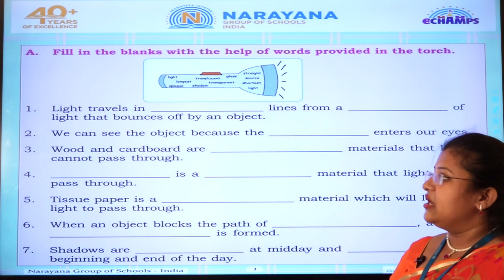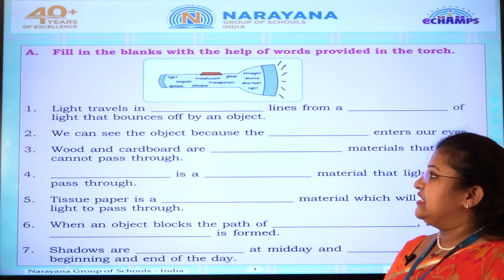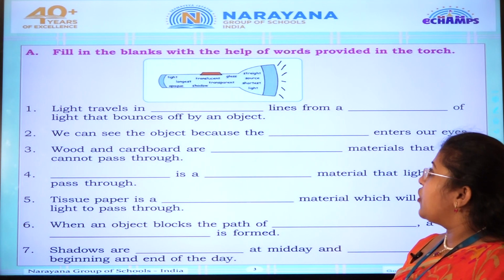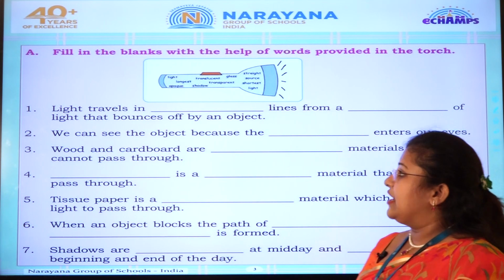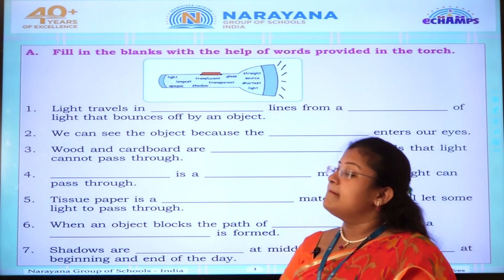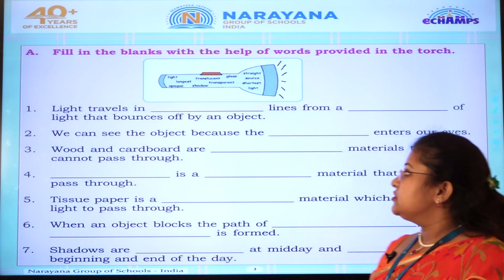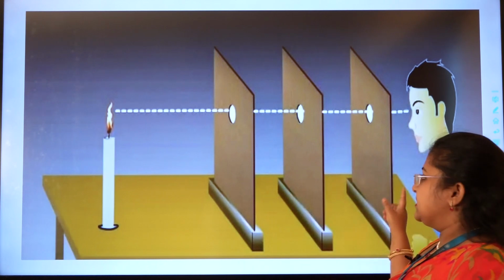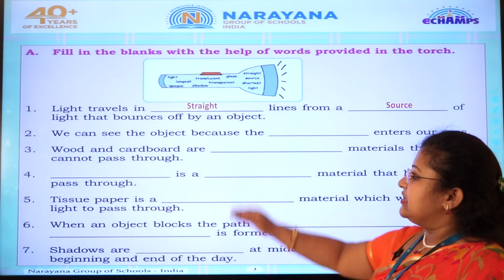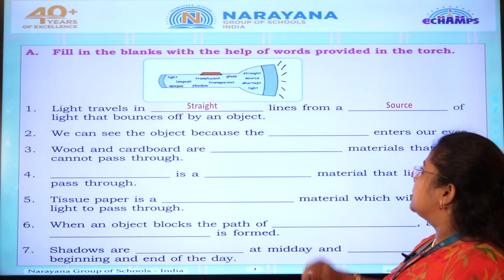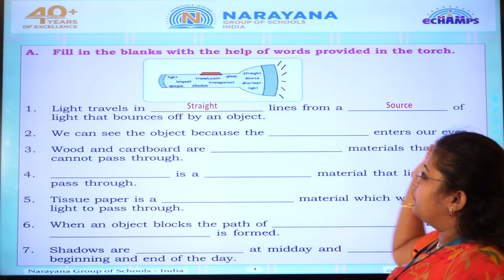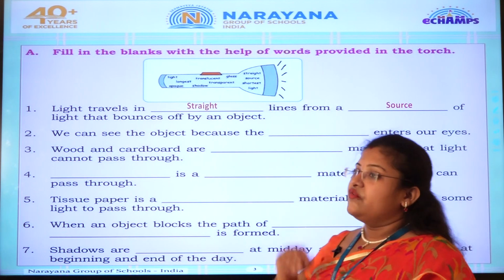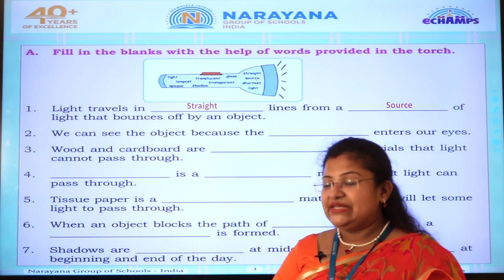First one they have asked: light travels in dash lines from a dash of light that bounces off an object. So you can see here, yes, light travels in straight lines from a source of light that bounces off an object, right?